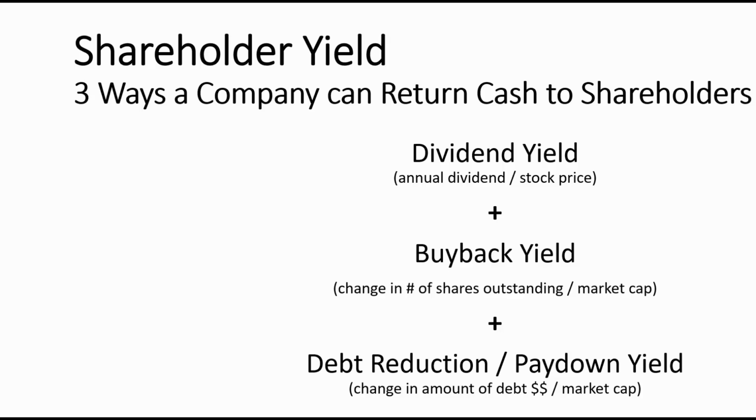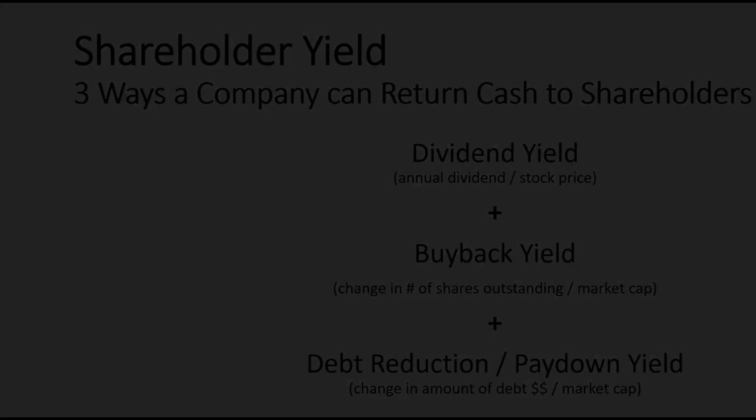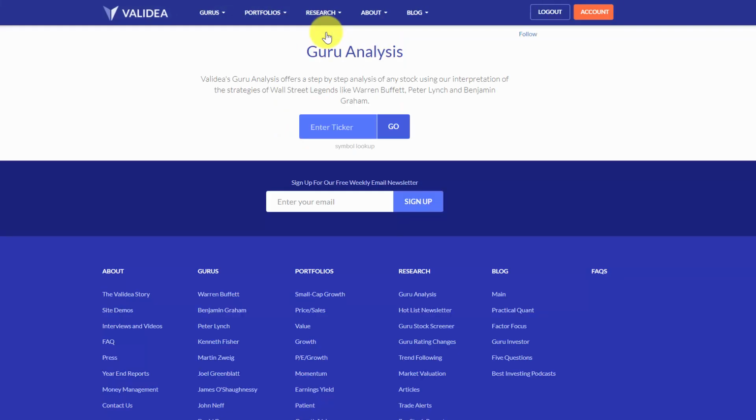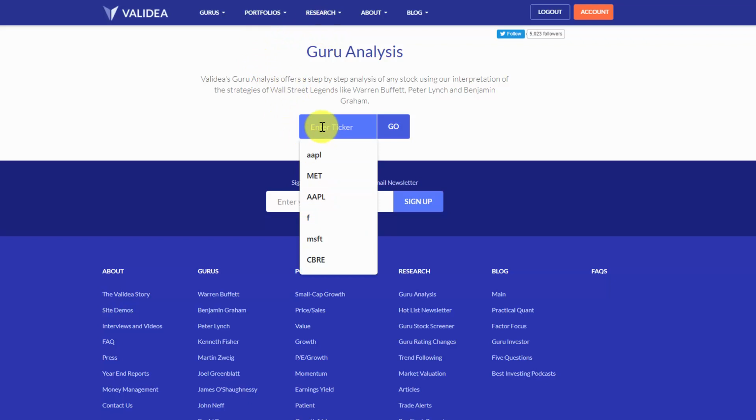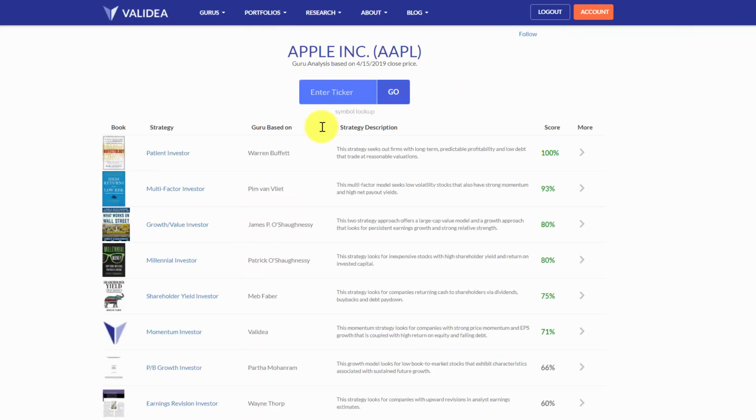It's important to point out that shareholder yield is not projecting a yield or an expected return on a stock you're looking at, but rather it's a formulaic way to identify stocks that are returning cash to shareholders and those that are not. Finding shareholder yield online isn't always easy, although on Validea you can find it in our Guru analysis. So let's take a look.